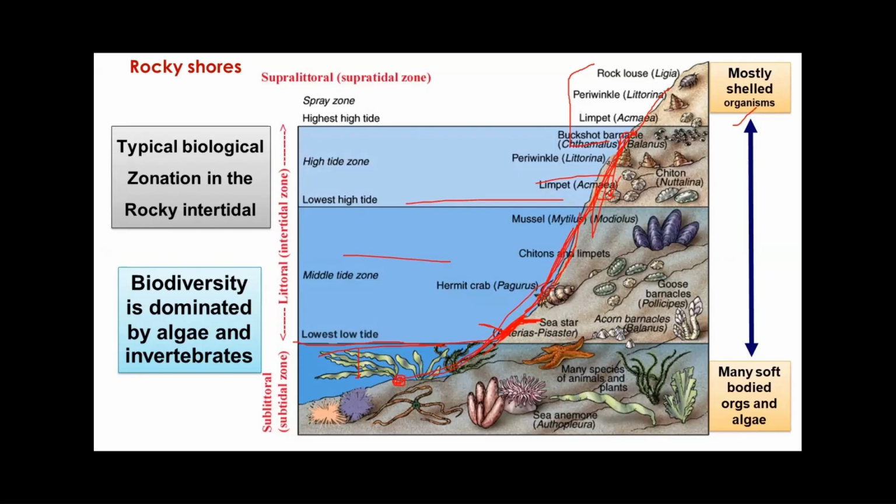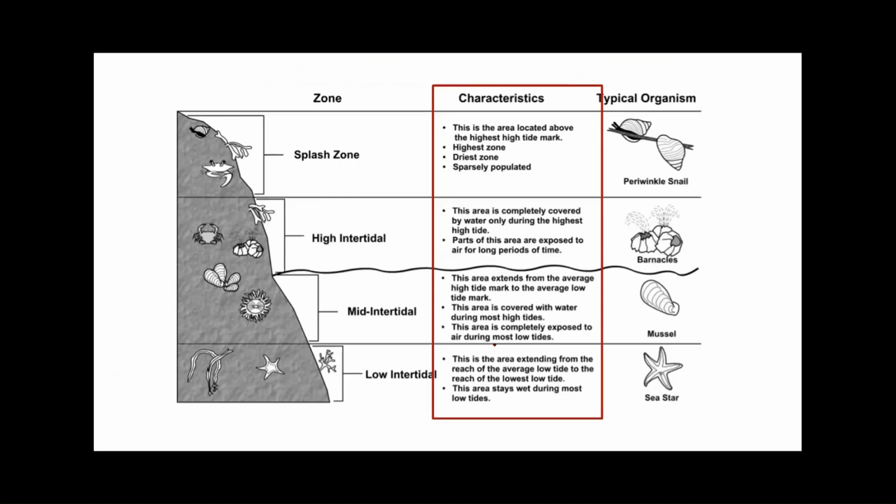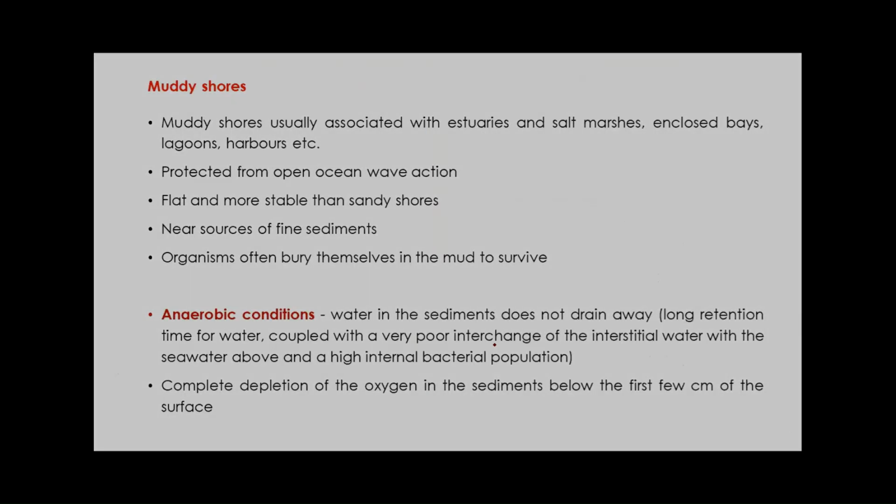And then, as I already said, there are seaweeds which have the potential to shape their leaves in order to tolerate the wave action, which is a mechanical stress for them. Okay, so this is how organisms are adapted to the rocky intertidal area.